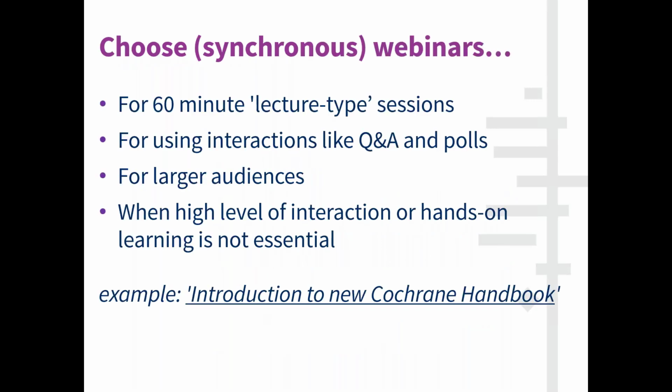So when to choose or select synchronous learning, and specifically webinars like this one today. If you have something to deliver in a lecture style, you run for 60 minutes. Don't worry, it shouldn't be a 60-minute talk, but the session is 60 minutes. You can use interactivities like questions and answers and polls. And if you aim for somewhat larger audiences, today we have 103 attendees. So that's a solid number for a webinar, I think.